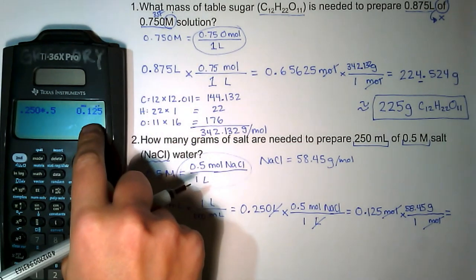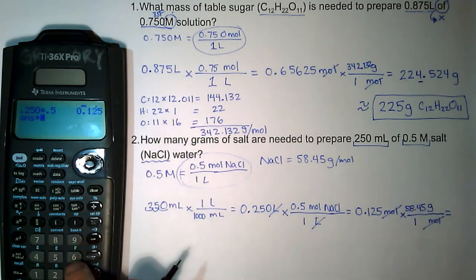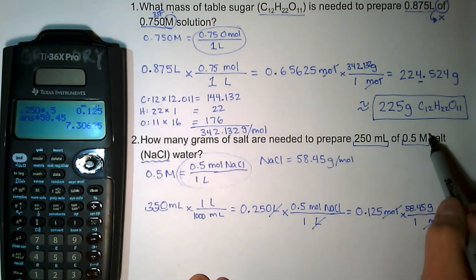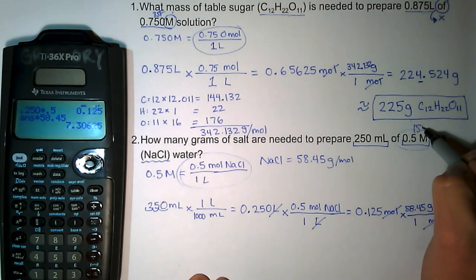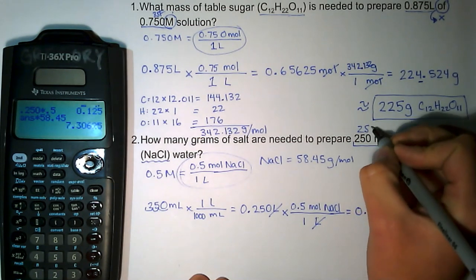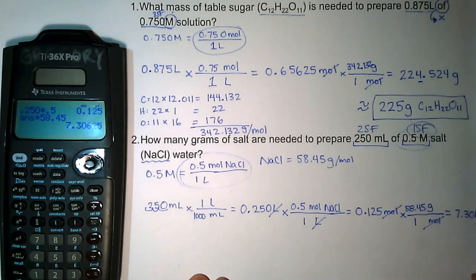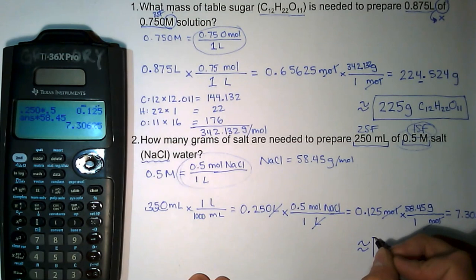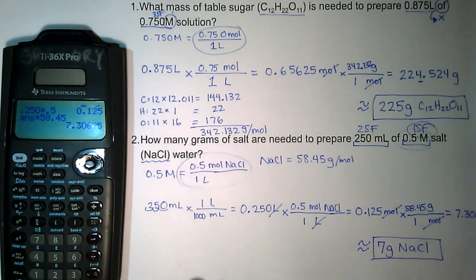So I'm going to do 0.125 and then multiply by the molar mass. And that gives me 7.30625, but I'm going to round to appropriate sig figs here. I only have 1 significant figure here, and then I have 2 significant figures here, so I'm of course going to round to 1. So this is approximately 7 grams of NaCl. Box that answer in.